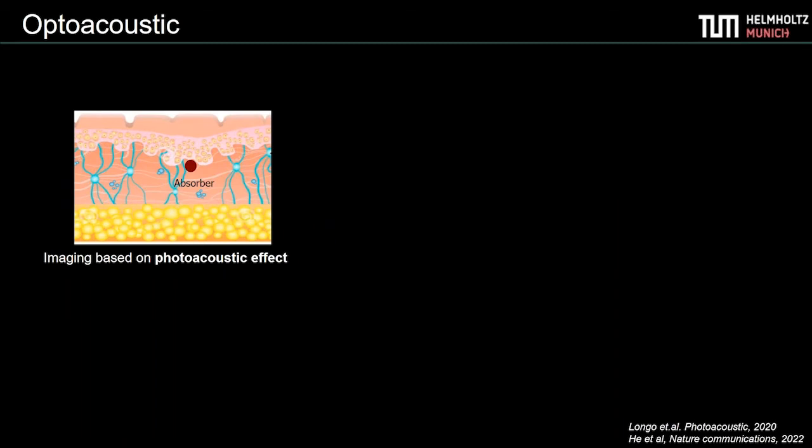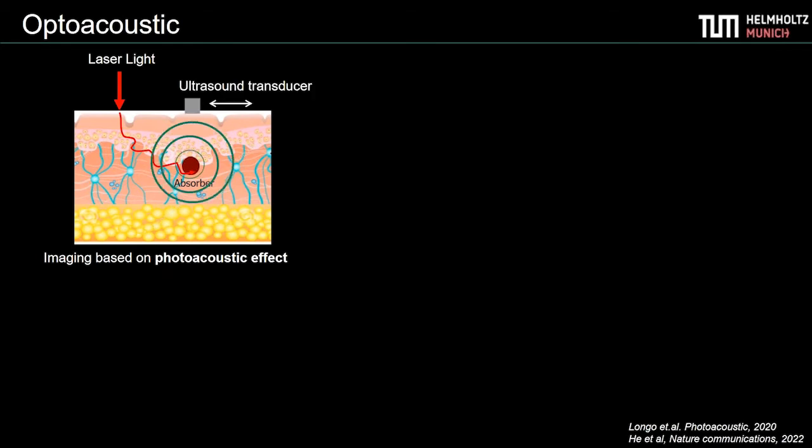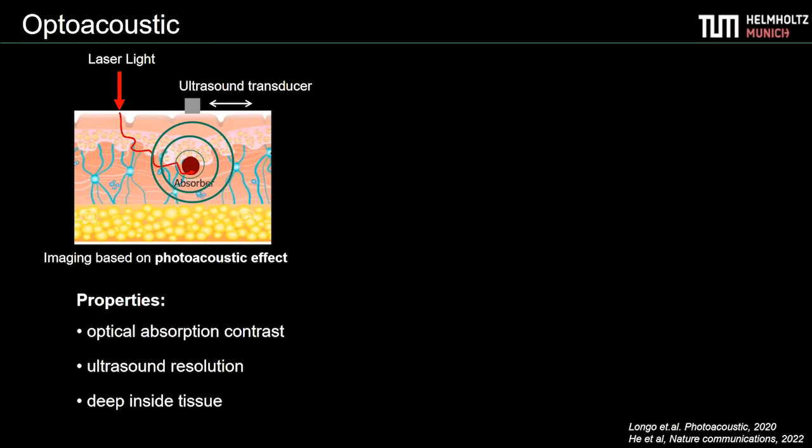So, optoacoustic imaging, maybe you are more familiar with ultrasound. Instead of sending sound, in optoacoustic imaging we're sending pulsed laser light. The light hits the tissue, the tissue absorbs the energy, and the energy expands, producing an ultrasound wave. And then we use an ultrasound transducer to record the waves. Because of this, we have this unique property: this modality has optical absorption contrast with ultrasound resolution.